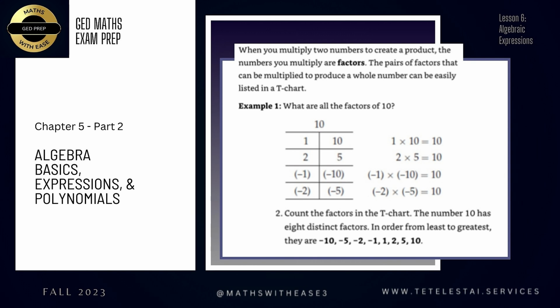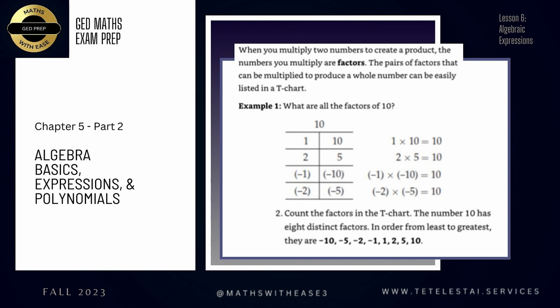All right. So when you multiply two numbers to create a product, the numbers you multiply are called factors. So the pairs of factors that can be multiplied to produce a whole number can easily be listed in something known as a T-chart. And this is an example of a T-chart. So in this example, we're being told to find factors of 10. So you would write 10 on top, and then you would go ahead and start by drawing your T first, and then list the factors.